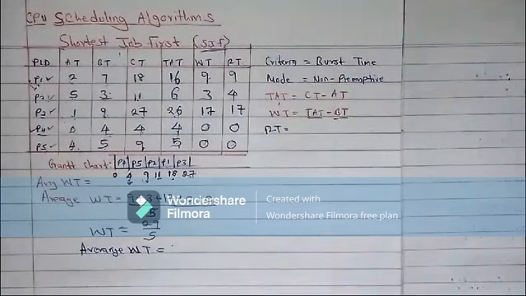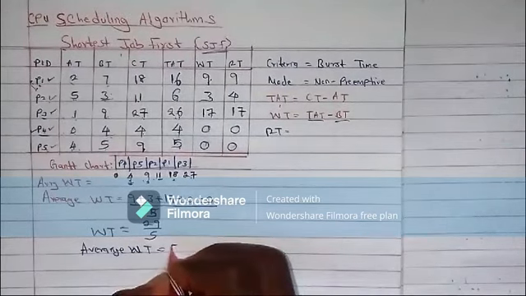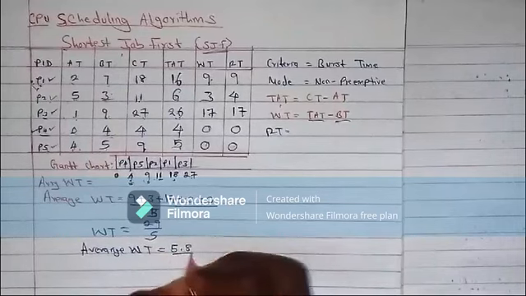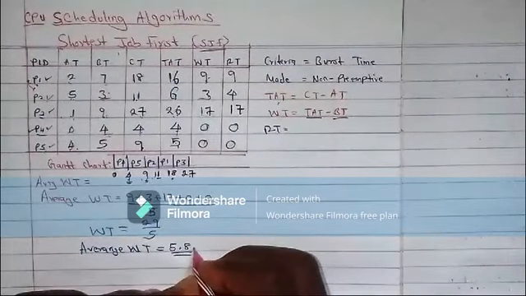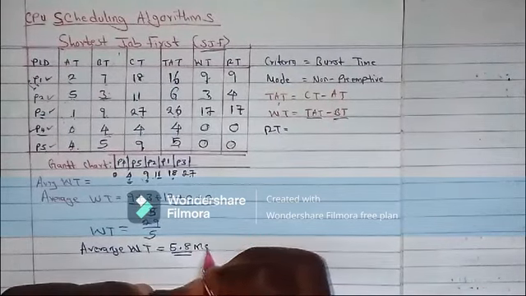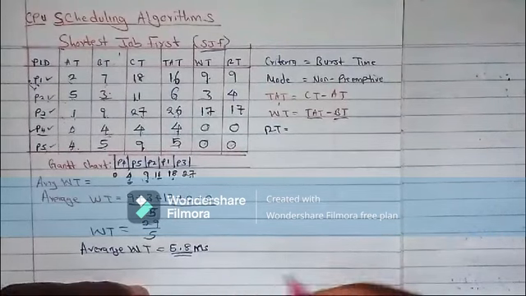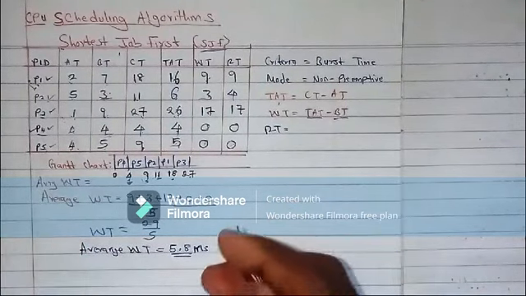That is 5.8. Now that is the average time, and the unit of the time for the waiting time is microseconds.